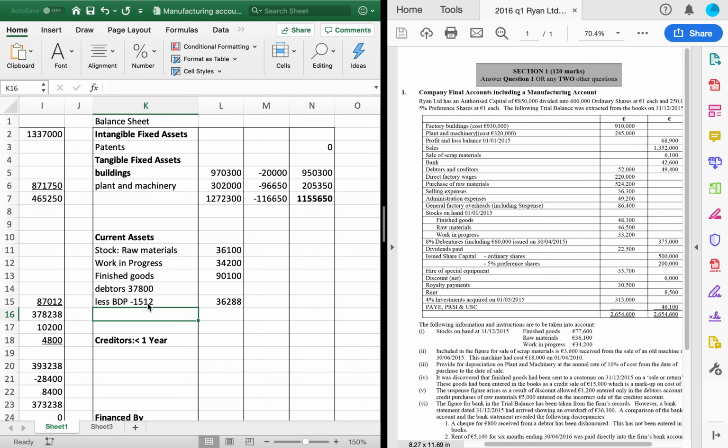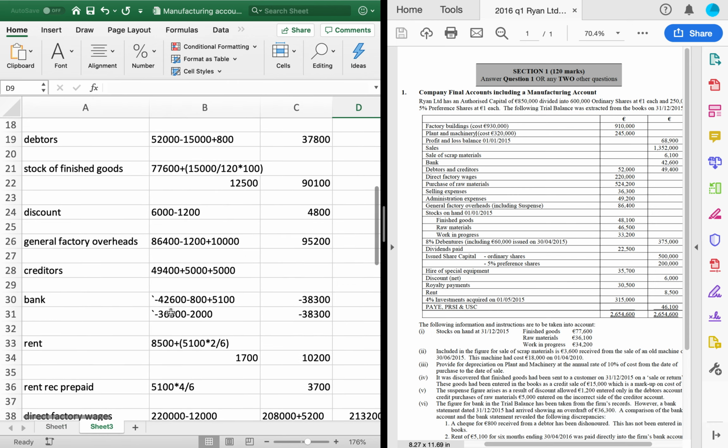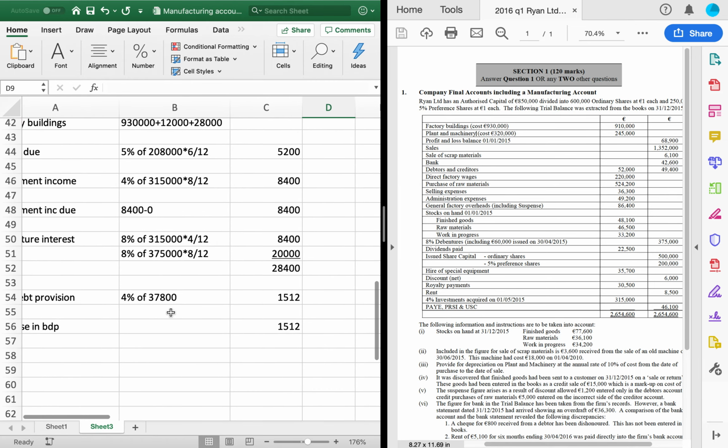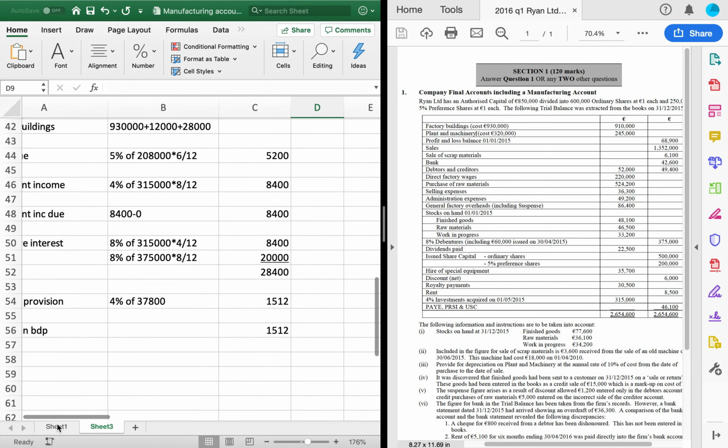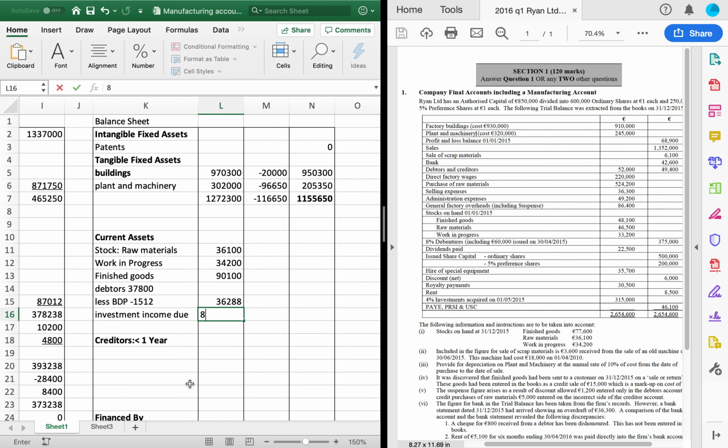And then what other ones will we normally have? Investment income due. That's from our workings. And our investment income due was 8 something, 8.4 maybe. Same as our investment income, so 8,400. And make sure you get all of these in. The problem with starting from top to bottom is it's very easy to leave something out. I'm hoping I've everything in there.